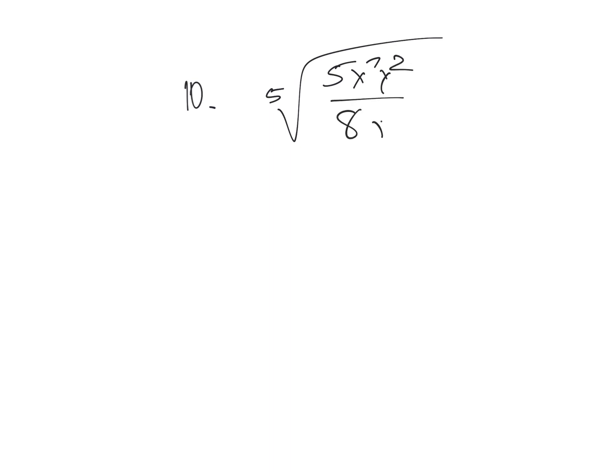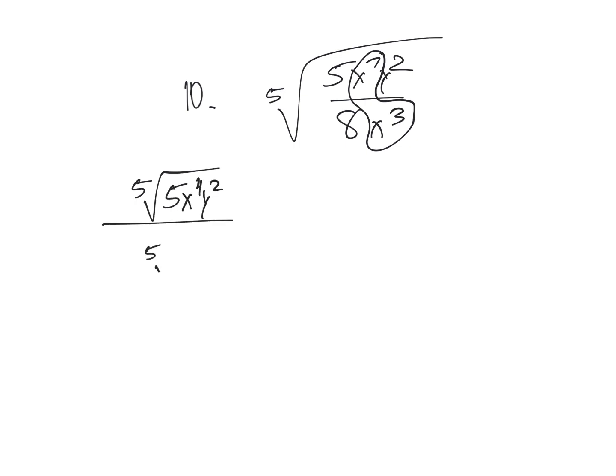Okay, number 10 on the quiz. I think we did this in 2. The 5th root of this whole thing, 5x to the 7th, y squared over 8x cubed. So the first thing you should do is always try to simplify. So x to the 7th over x cubed, that's going to be the 5th root of 5x to the 4th y squared, all over the 5th root of 8. So I reduced and I split the radical apart. You okay with that step?